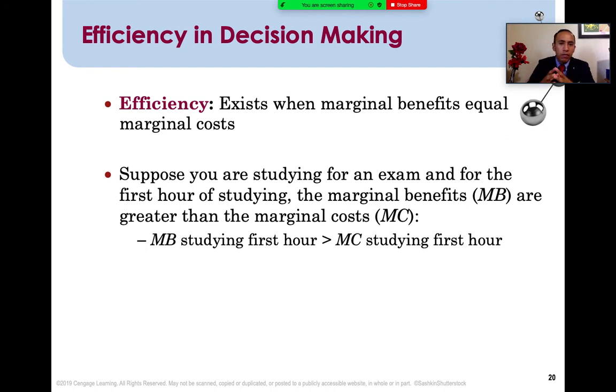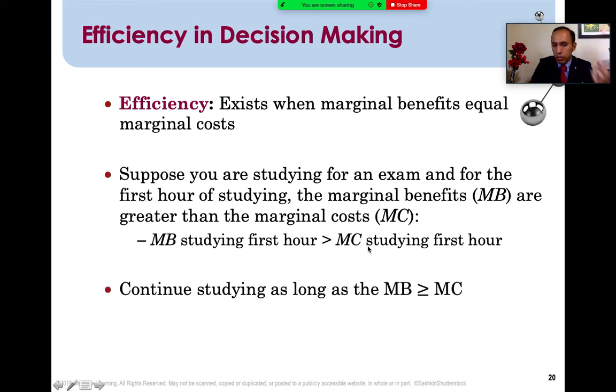Suppose you're studying for an exam, and you're studying for several hours. For the first hour of studying, the marginal benefits are greater than the cost, which means fatigue, tiredness, or giving up some work time. So studying may provide the highest benefit. After studying for several hours, your benefit may decline and the cost may begin to rise. Most of the time, make sure to have higher benefits than cost. You can continue studying as long as the benefits are greater or equivalent to the cost. If the costs are too great, stop at some point.